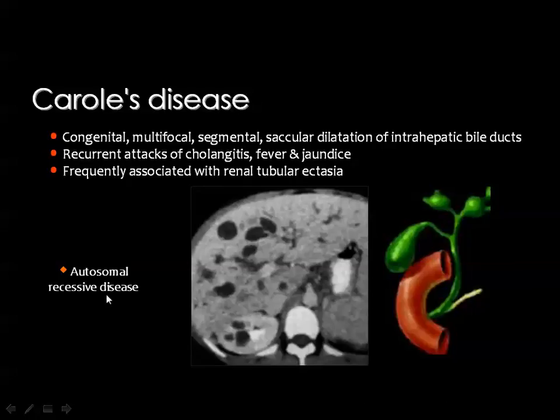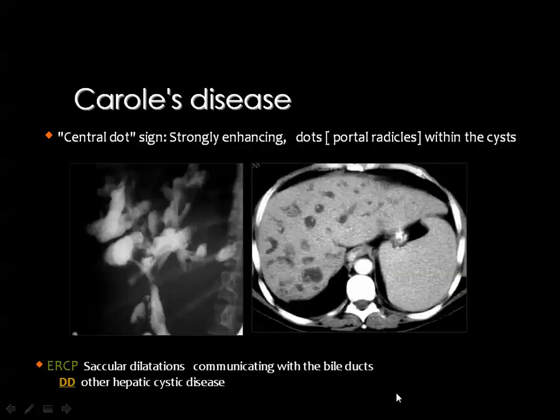This is an autosomal recessive disease and may lead to recurrent attacks of cholangitis, fever, and jaundice. And whenever you have imaging of the patient by CT, and you see this classic appearance, which is known as the central dot sign. And the central dot sign represents the portal venous radical within the cystically dilated biliary radicals. And you see here that there are multiple cystic dilatations of the bile ducts.